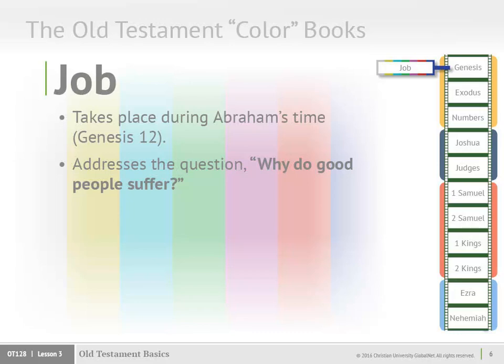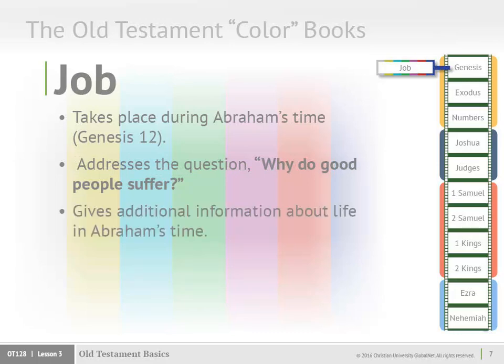Job's book wrestles with the difficult question of why good people suffer. He didn't have the Old Testament law to guide him when he lived hundreds of years before Moses' time. That's important to understand when you read his story, because Job's view of God was not based on the kind of knowledge people had after God gave Moses the law. Yet he worshiped God faithfully. His book gives us additional insight into life in Abraham's time, and we integrate his story with Abraham's.